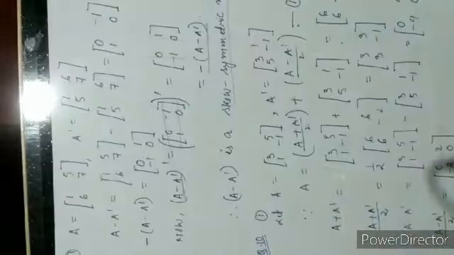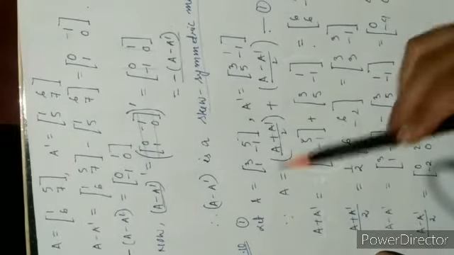For question number 10, express the following matrices as the sum of a symmetric and a skew symmetric matrix. Express the given matrix as the sum of a symmetric and a skew symmetric matrix. Roman number 1 and Roman number 2. First, Roman number 1.